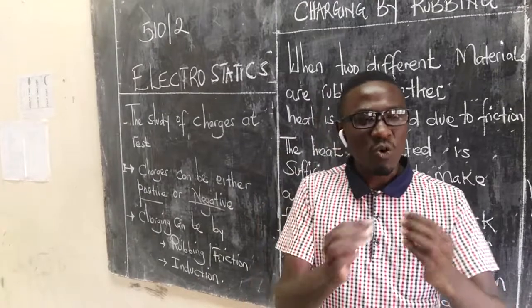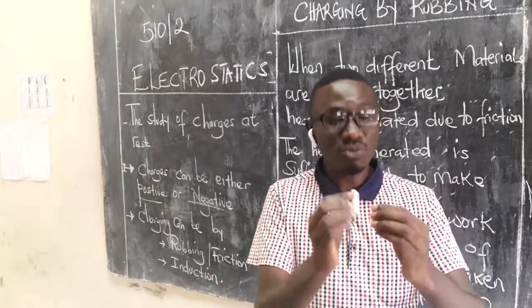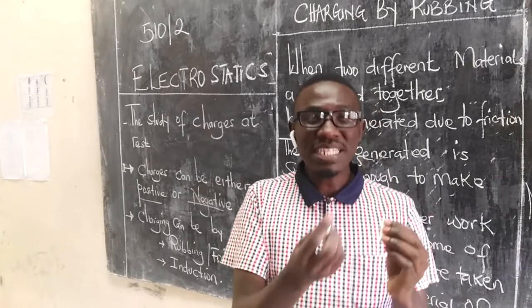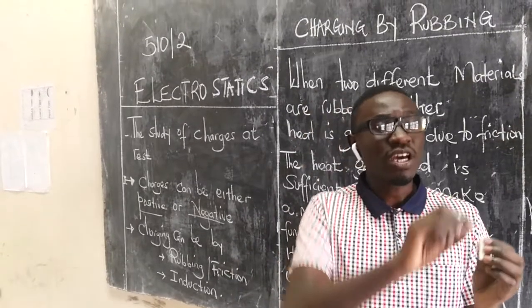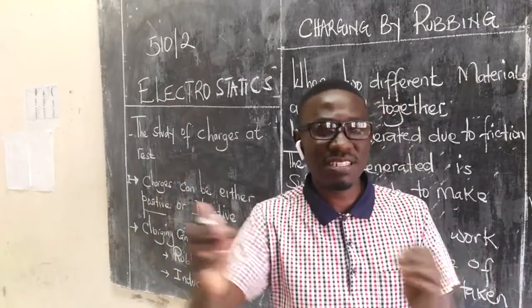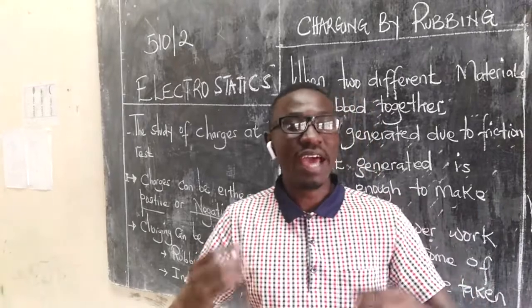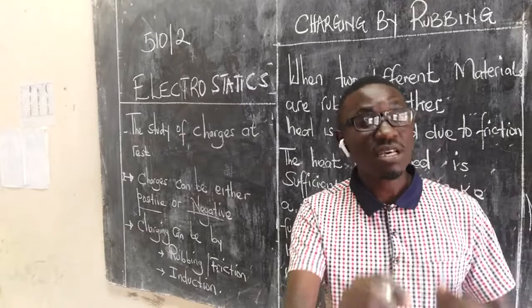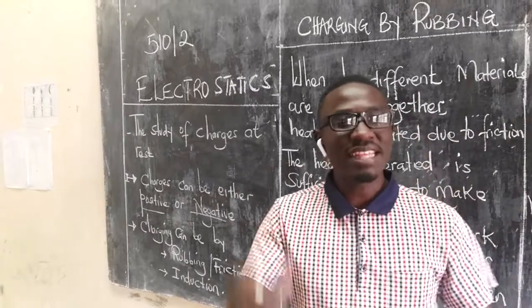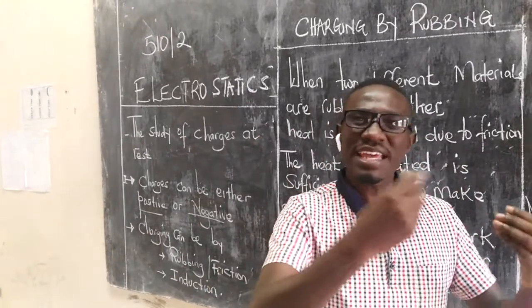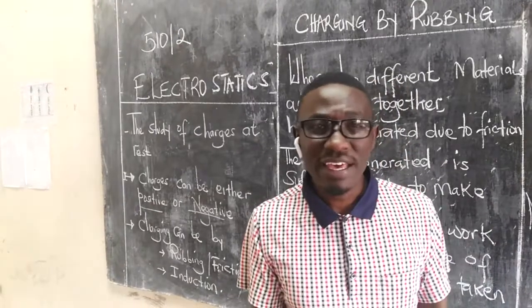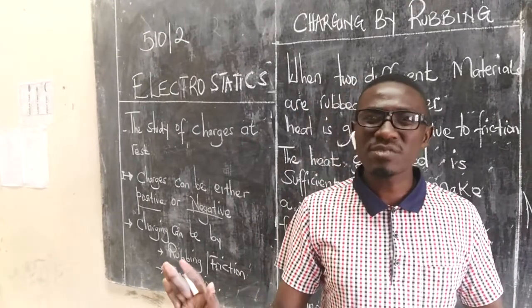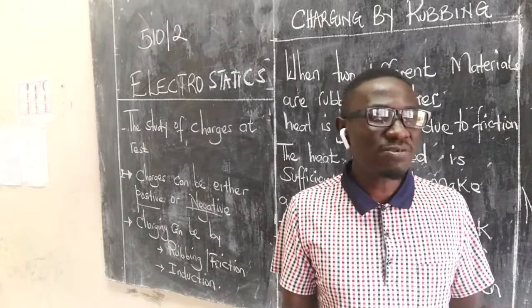So therefore, when you rub these two different materials together, the material with a lower work function will lose its electrons very fast to the other material with a higher work function. Now, the material which has lost electrons becomes positively charged. The one which has gained electrons becomes negatively charged. That's how we can simply charge bodies by friction.